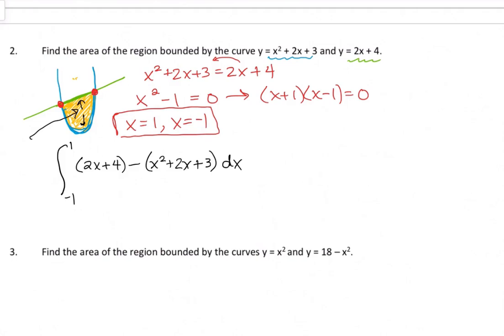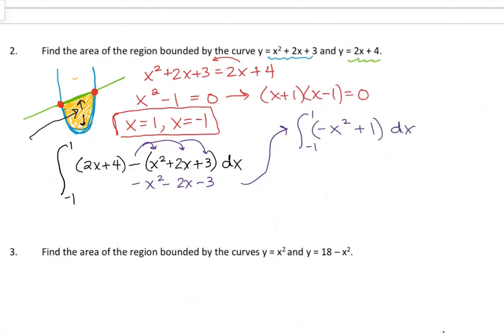So let me rewrite this integrand. I'm going to distribute this minus sign through that set of parentheses. So that's going to give me minus x squared minus 2x minus 3. And if I combine my like terms, I've got an integral from -1 to 1. And when I combine all that, I've got minus x squared, the 2x's subtract out, and I've got plus 1. There's my integrand with respect to x.